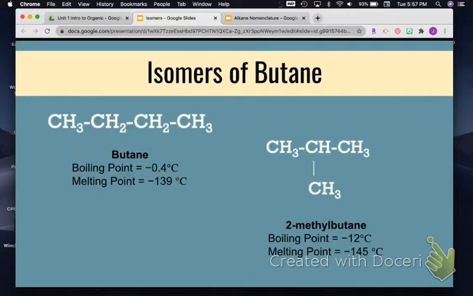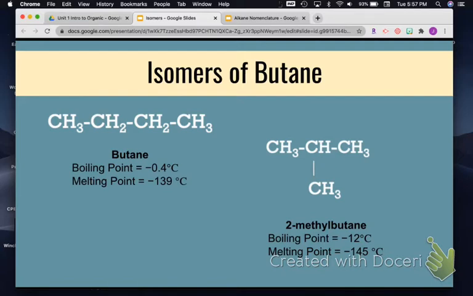So here we have isomers of butane. One of the isomers is just the straight chain with the 4 carbons. The other isomer, you can see that we've taken one of the CH3 groups off of the end and put it on one of the internal carbons. And that gives us the isomer 2-methylbutane. The CH3 group becomes an alkyl group off of the CH, or that central carbon, and we call it 2-methylbutane.